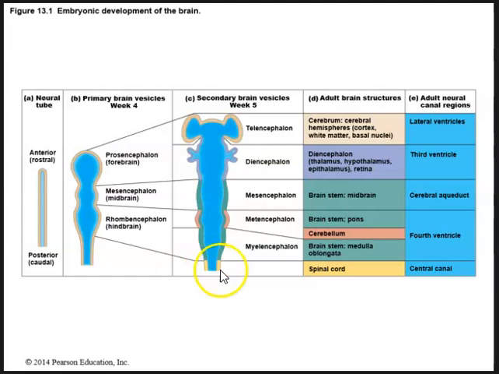And then this distal portion becomes the spinal cord. Now within these structures, we have the ventricles. We have our lateral ventricles within the cerebrum, within the different right and left cerebral hemispheres.